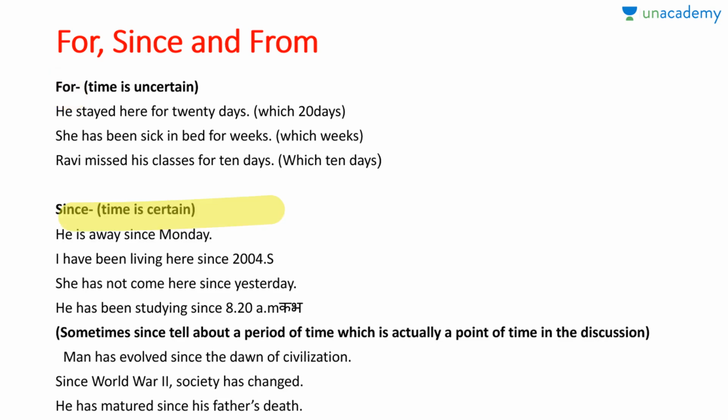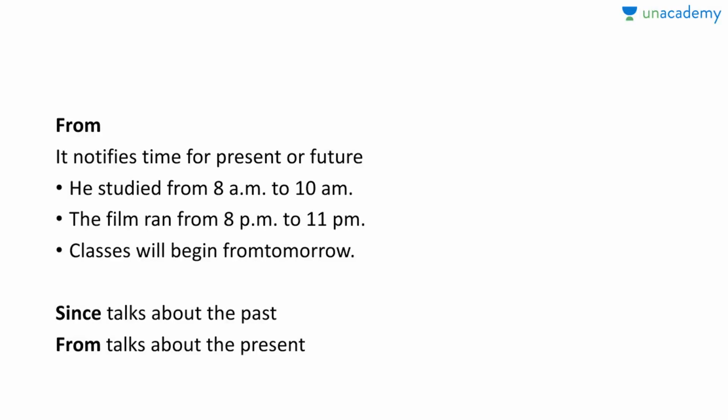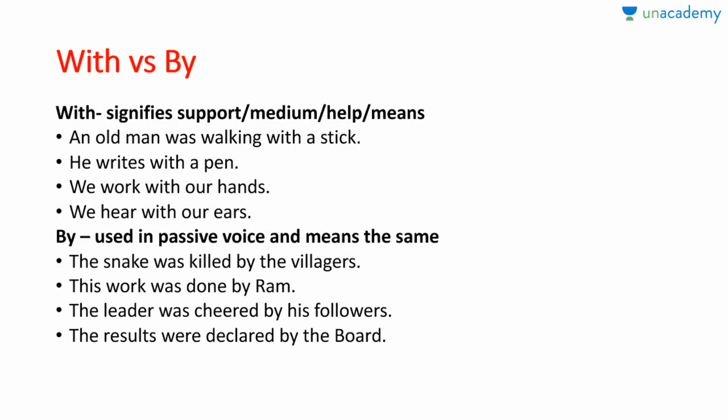But when you say since, he has been studying since 1820. I have been living here since 2004. Now we know the date and time, everything. Sometimes since tells us about a period of time also. Man has evolved since the dawn of civilization. He has matured since his father's death. Okay, from, like this, since, from. Please pause it and read it because the video is long and I have to cover more topics.